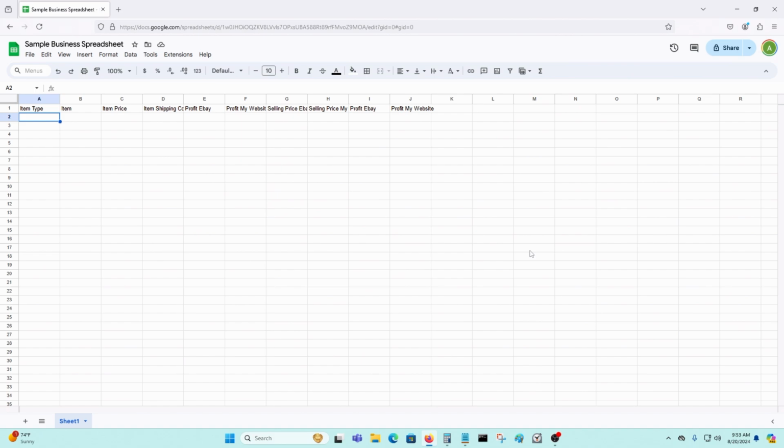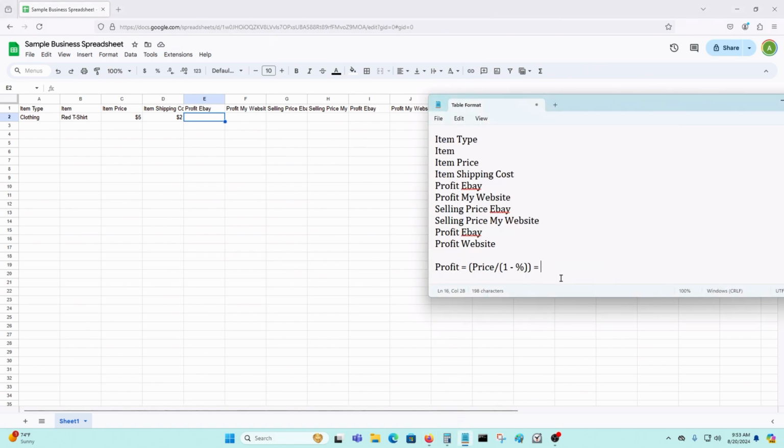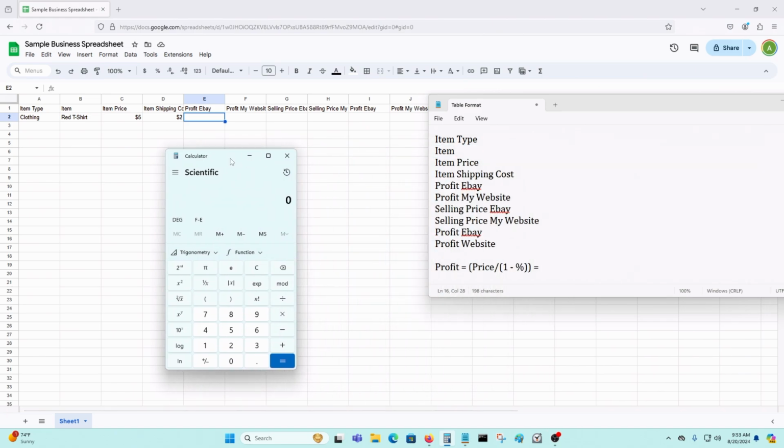See, the item type is clothing, and I'm selling t-shirts. Say a red t-shirt to be more specific, and the amount of money I paid was, let's say, $5. The shipping cost was $2. The profit for eBay, okay, the selling price is equal to the price divided by 1 minus the percentage. If it's 30%, for this case, it's $5, right? Divided by 30%, so 0.7. So it's $7.14, like that.